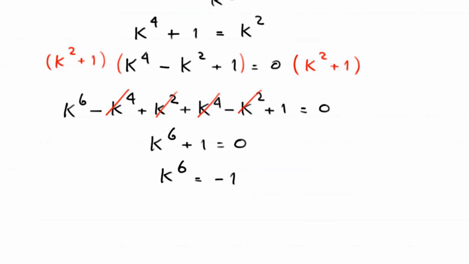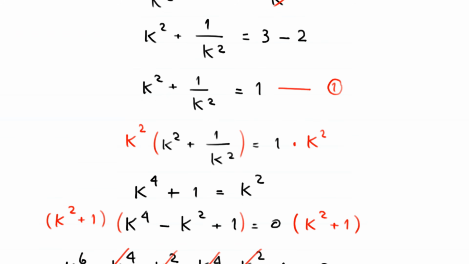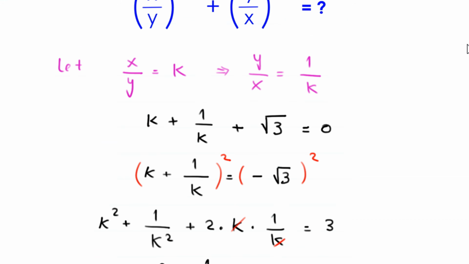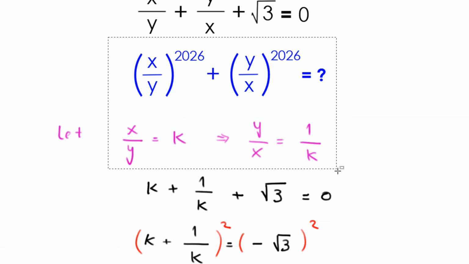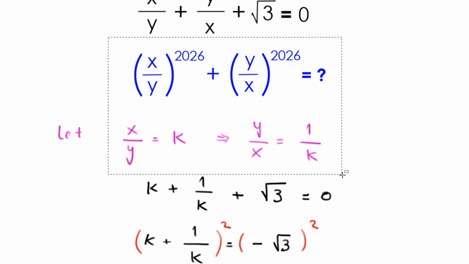Now we have to find the value of the expression: x over y to the power 2026 plus y over x to the power 2026. And we have supposed that x over y equals k and y over x equals 1 over k.